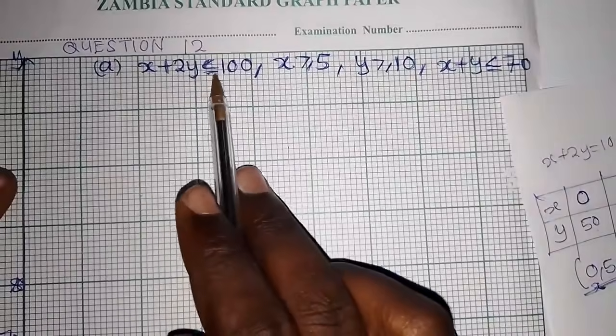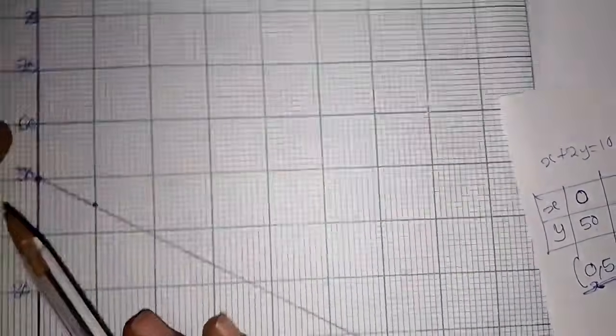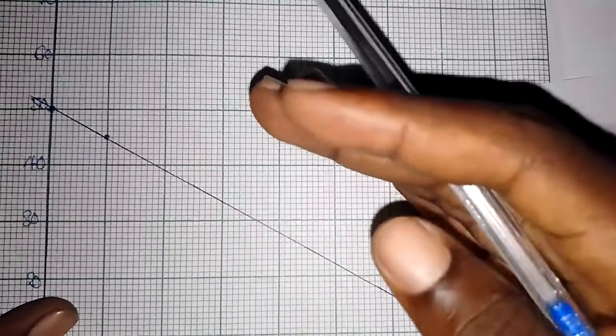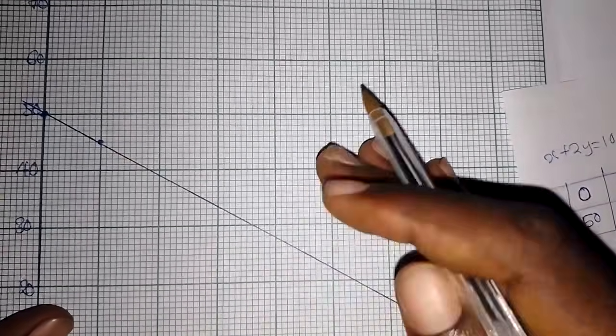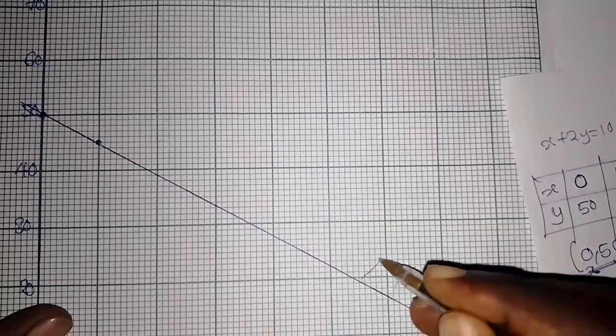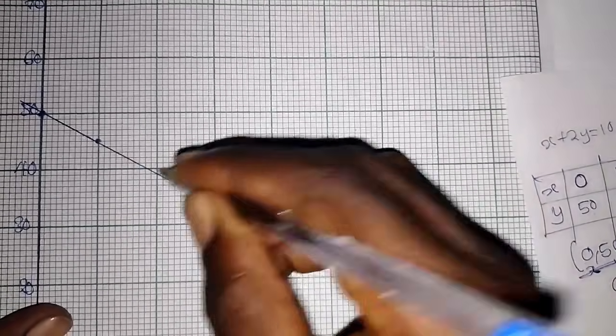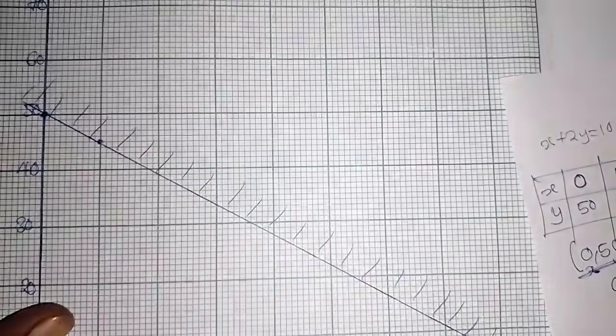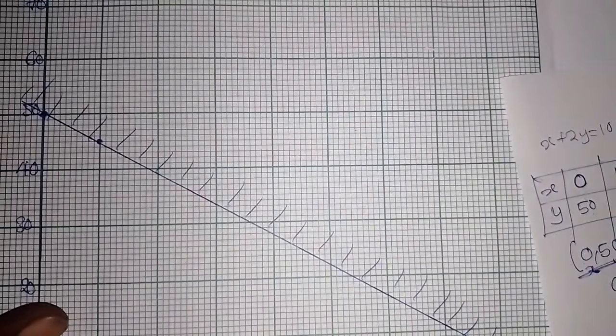There is what? Less. So I told you less it is this side. So I shade the upper part. There is less here. So I shade the opposite. So greater. I shade here. I shade like this. This is how I need to do it.